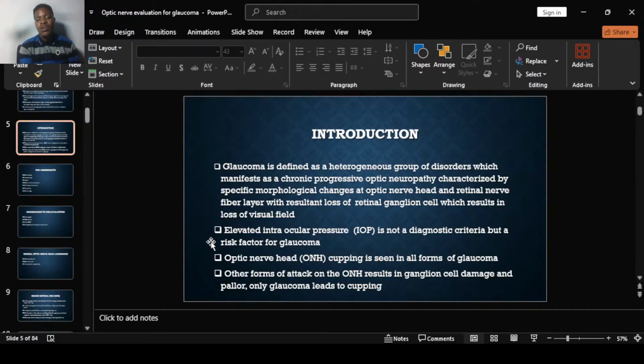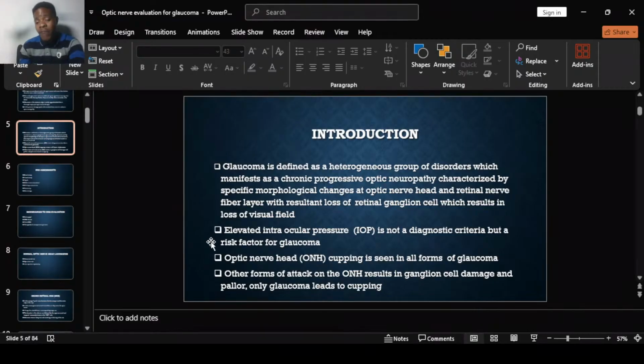So in that case, we call it ocular hypertension. But like the slide is saying, an elevated intraocular pressure is not a diagnostic criterion, but a risk factor. In other words, once there is elevated intraocular pressure for long, you tend to have glaucoma. But recent studies are even showing now that it is not just all about intraocular pressure, that the systemic blood pressure can also have a role to play in glaucoma, because some authors say glaucoma is an ischemic disease, and if you understand optic perfusion pressure, you begin to see the link between systemic pressure and glaucoma.